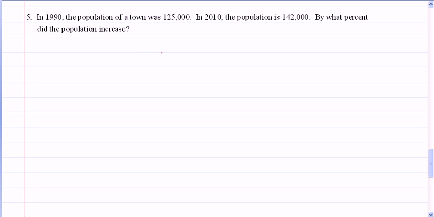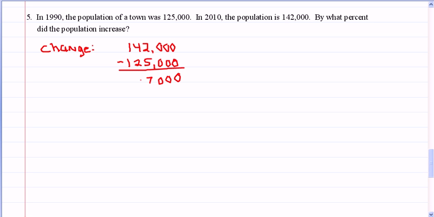In 1990, the population of a town was 125,000. In 2010, the population is 142,000. So when we find the change in population, we want the larger population first, 142,000 minus 125,000, which is 17,000. And when we find the original, we want the population that came first. And the population that came first was in the year 1990. So the original is 125,000.